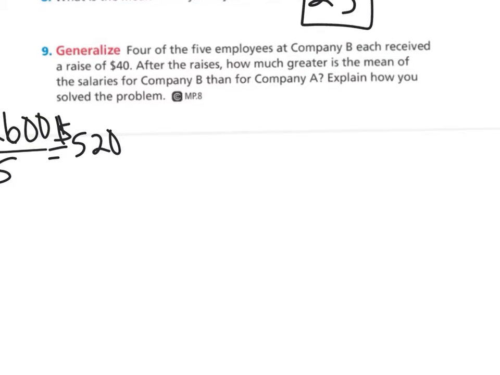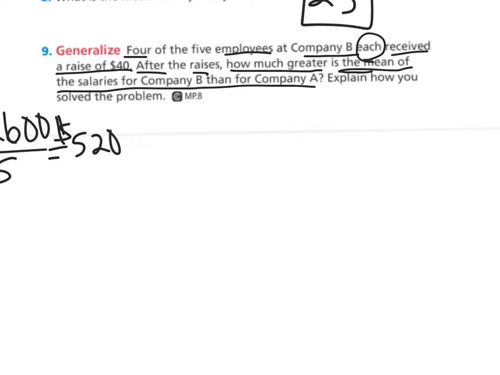Look at number 9. 4 of 5 employees at company B each received a raise of $40. Okay, so 4 employees at company B each received a raise of $40. Make sure we're circling, highlighting things. After the raises, how much greater is the mean of the salaries for company B than company A?